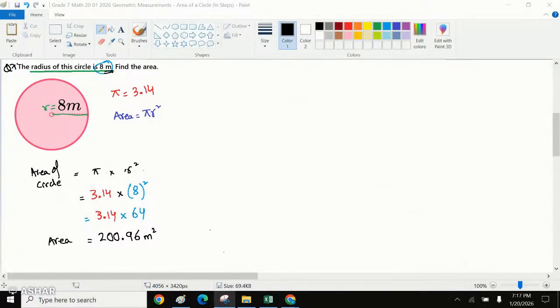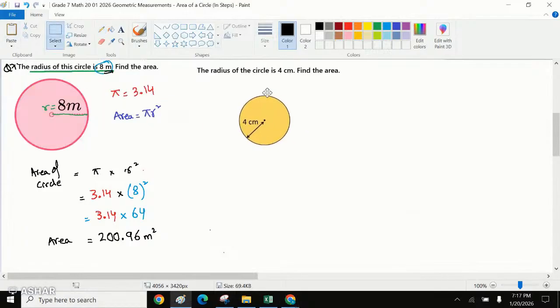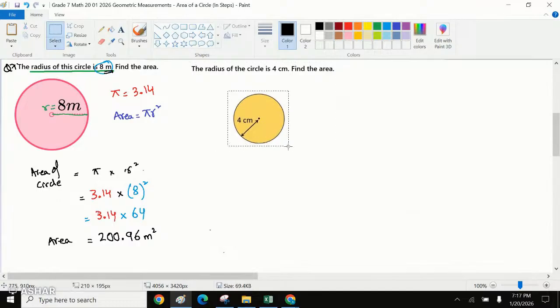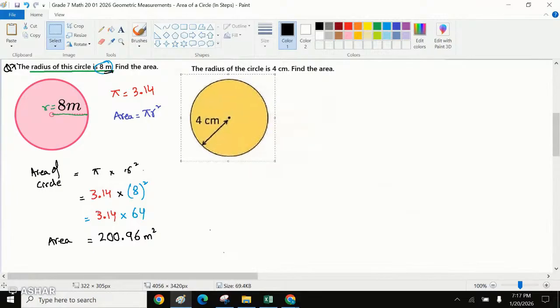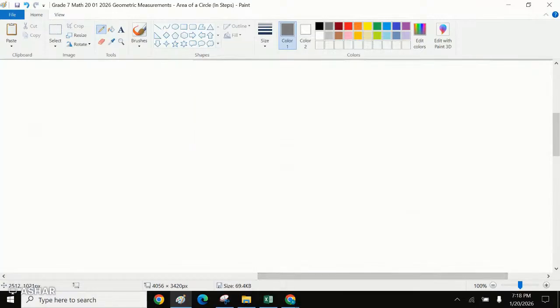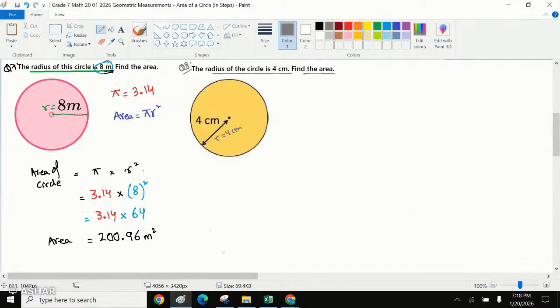The next question says we have a circle having a radius of 4 centimeters. If we have a circle having a radius of 4 centimeters, this is our question number 8. Radius 4 centimeters, find the area. Remember that the unit is centimeter. So we can say that the radius in this question comes out to be 4 centimeter, right? So if the radius is already given to us, and we know that pi is always considered to be 3.14, and the formula for the area is pi r squared, so can we say that the area of the circle in this question would be equal to pi multiplied by the radius squared?